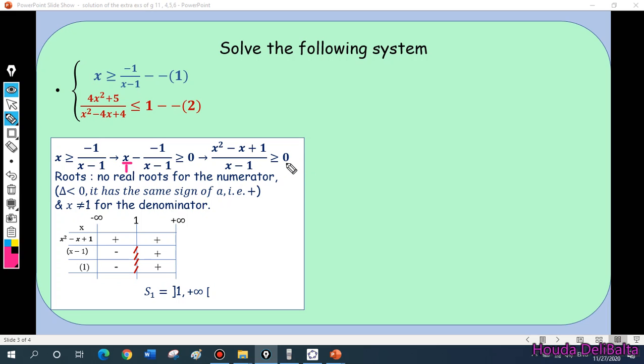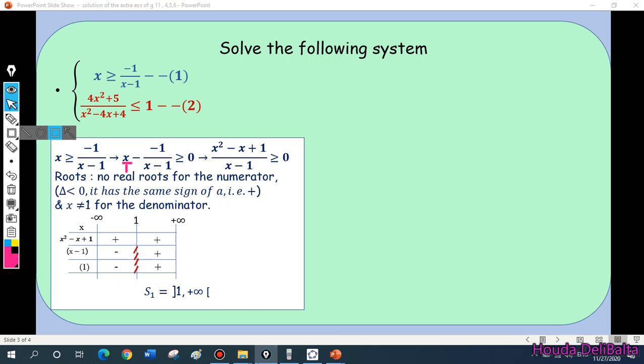It's wrong to put 0 over 1 and to make cross multiplication in inequalities. We have to study the sign of the numerator and the denominator and then get the sign or the solution for all of this rational form. Now the roots for the numerator: notice that if we use the calculator, we are going to get no real roots.